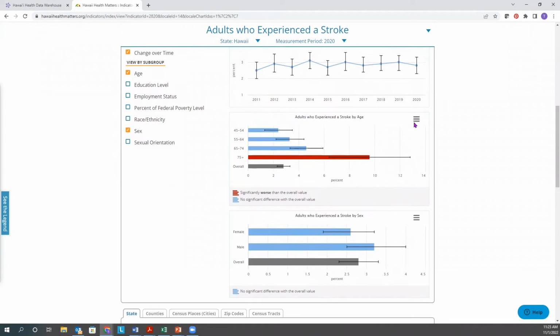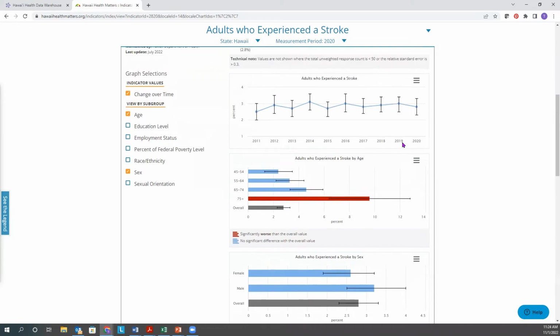If I would like to download the data, again, when I click on the little hamburger, I can always download the CSV, the data itself. I can download the PDF, or I can download the chart if I like it this way. So now looking at this and knowing that this is the crude information, I see here that there is definitely a difference in stroke prevalence by age. And I see that there is a male and female difference, but it's not statistically significant because the confidence intervals overlap. I may ask, well, does this hold true if I age adjust?